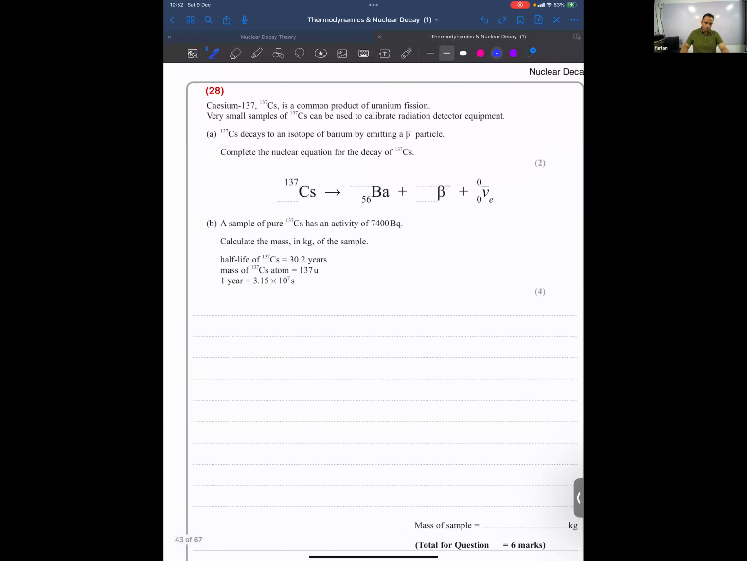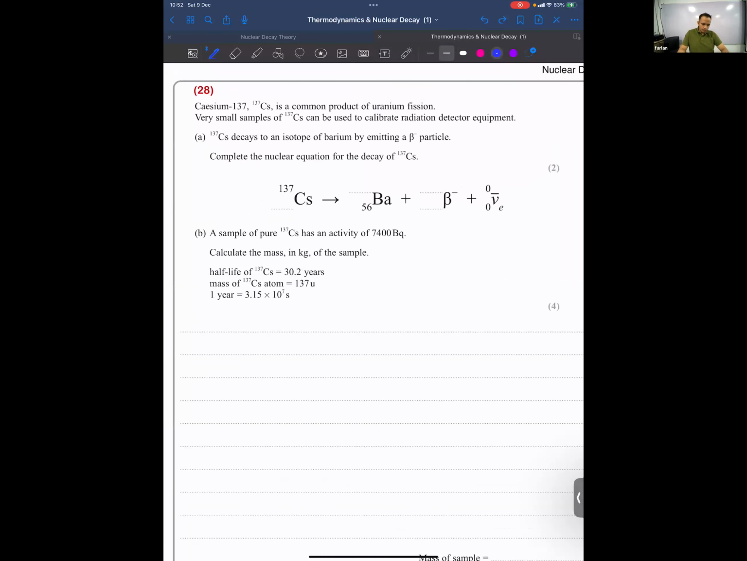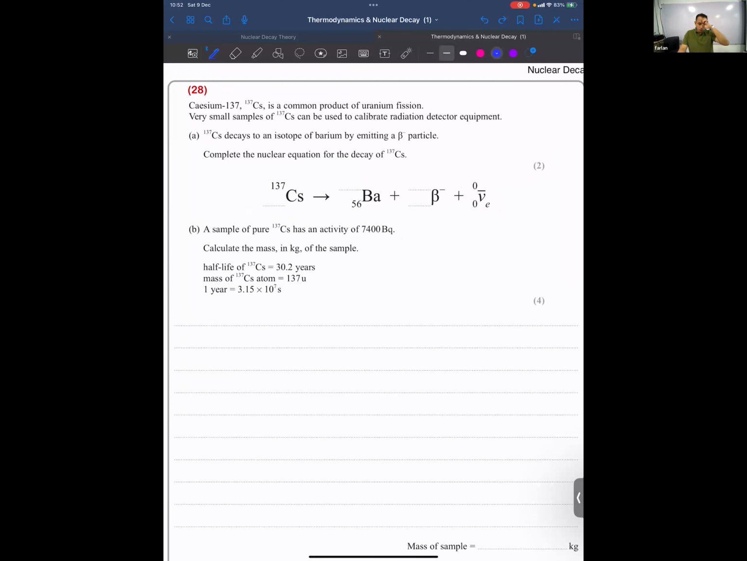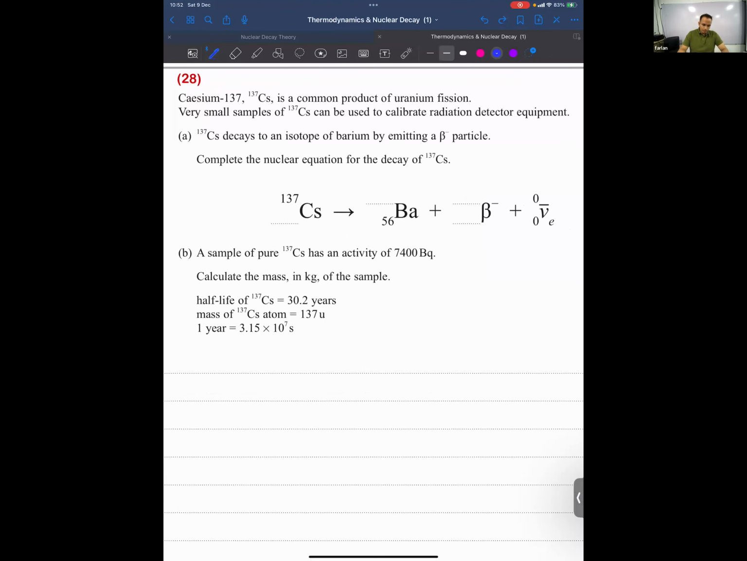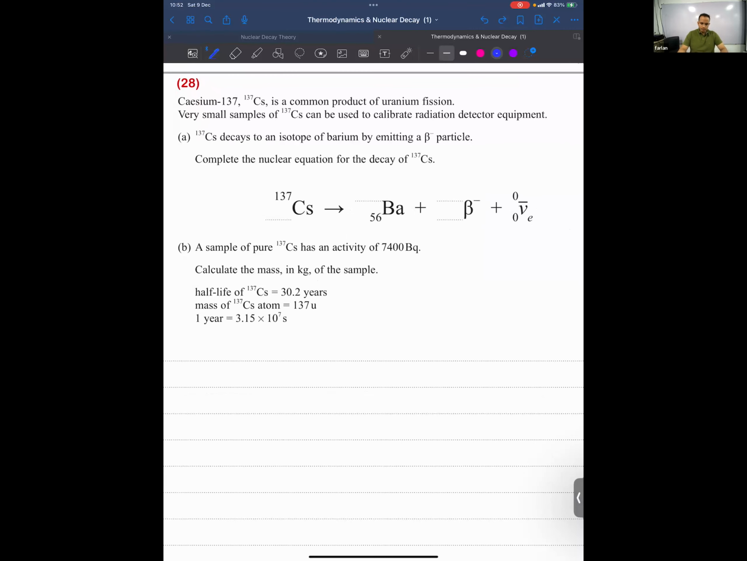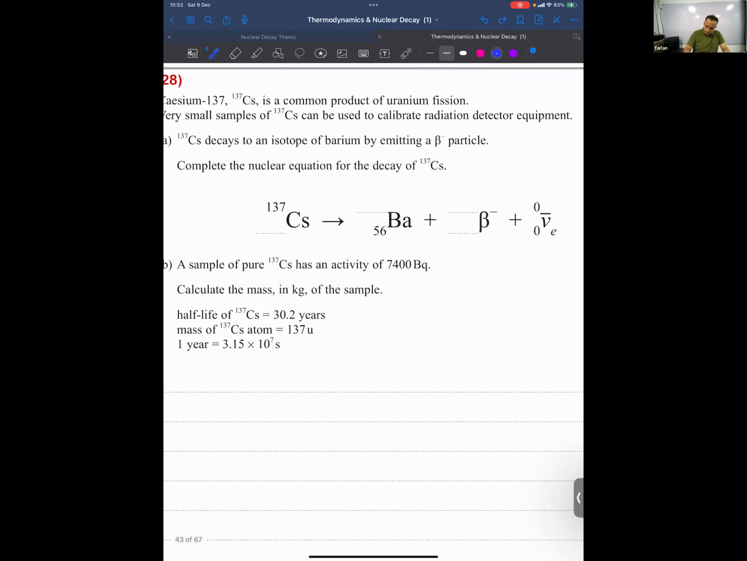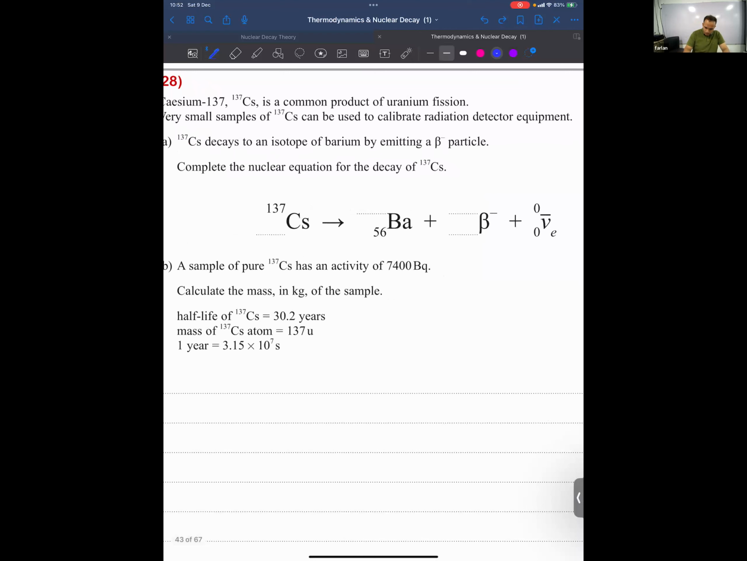Cesium-137 is a common product of uranium fission. Very small samples of cesium-137 can be used to calibrate radiation detector equipment. It decays into an isotope of barium by emitting a beta minus particle. Complete the nuclear equation for the decay of cesium-137. So guys, beta minus is -1, 0. So 56 minus 1 is 55 here, and 137 here.